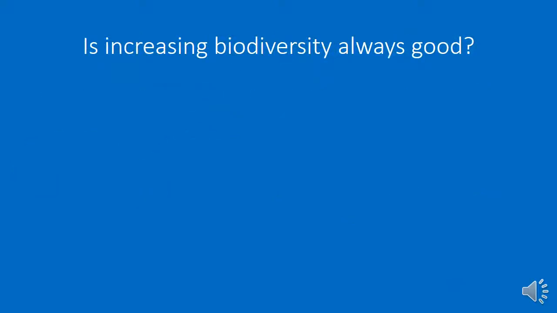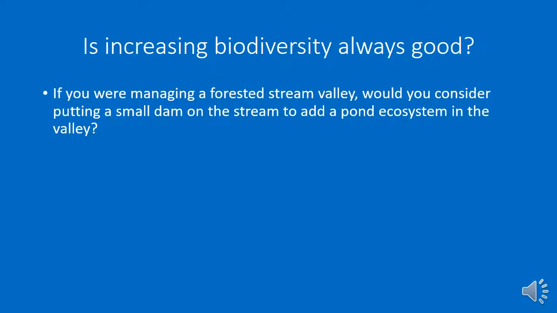And so we're talking about these numbers and having more. We often think that more is better, and that increasing is always a good thing, but not always, right? So if you're managing this forested stream valley, would you consider putting a dam in the creek to make a pond to increase the diversity within that valley? Because now, if you have a pond, you're going to have different stuff like frogs and beavers and bluegill and stuff going to be in there, right? Well, is it a good thing to do? Think about that for a minute.